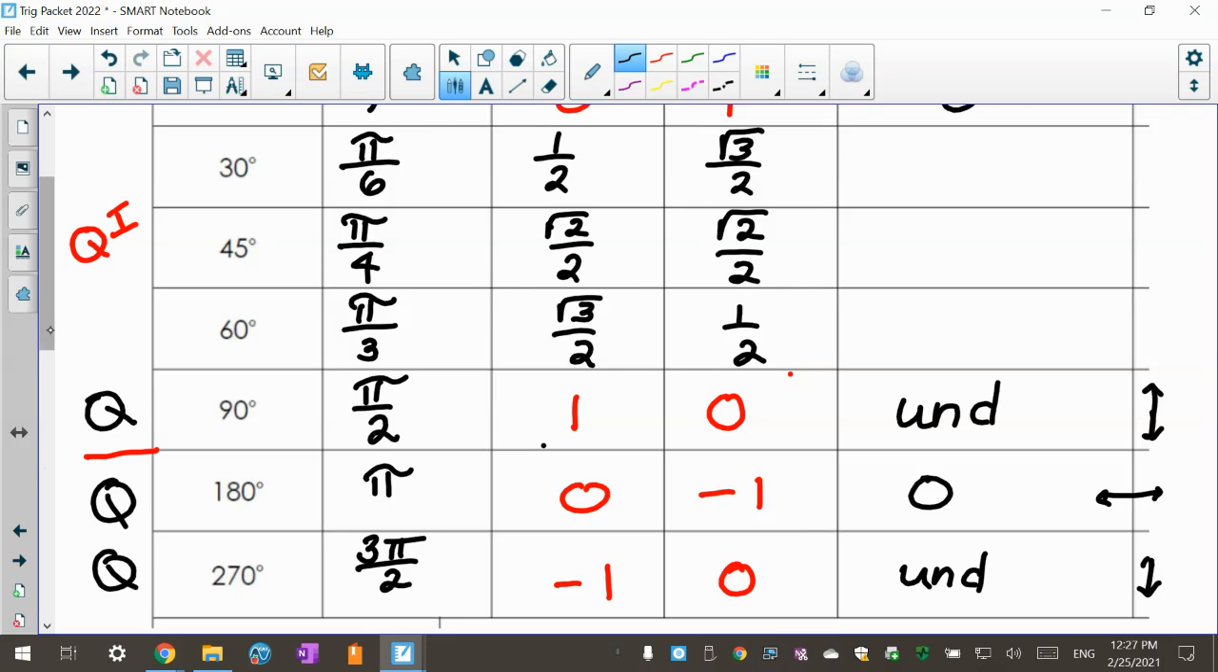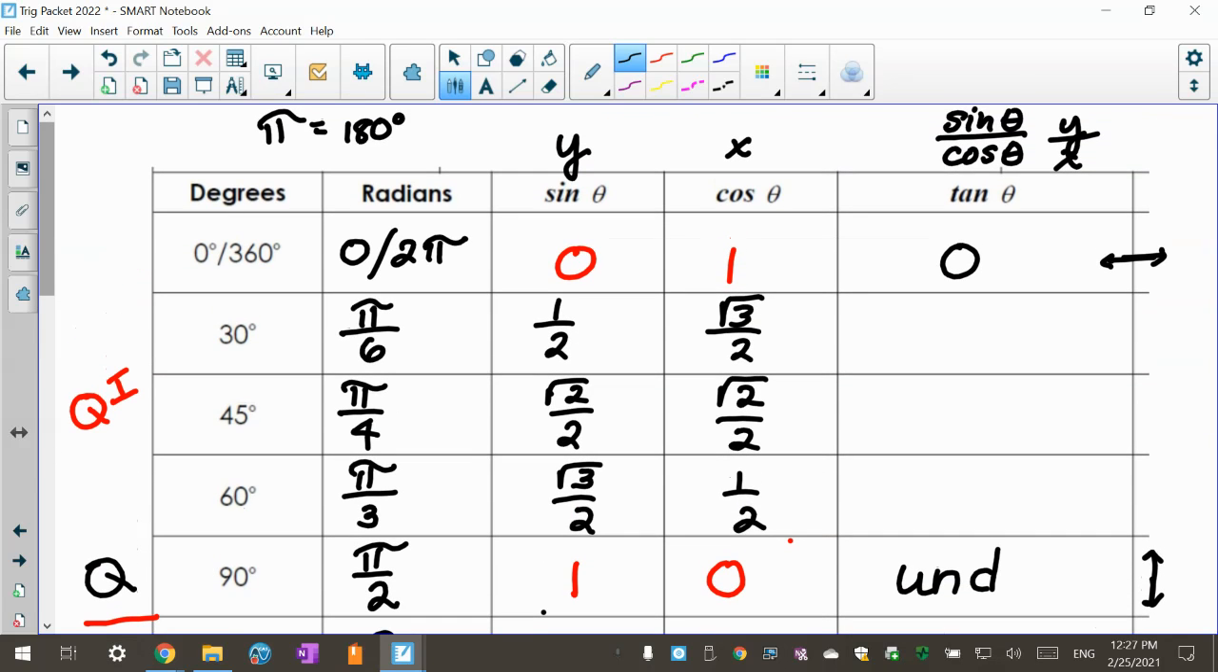Okay. Now let's go back up. Let's do tangent. So when I take sine and divide it by cosine, it comes out as radical 3 over 3. Radical 2 over 2 divided by itself is 1. And radical 3 over 2 divided by half is radical 3. So now you have all the exact values of the main angles that I want you to have memorized.